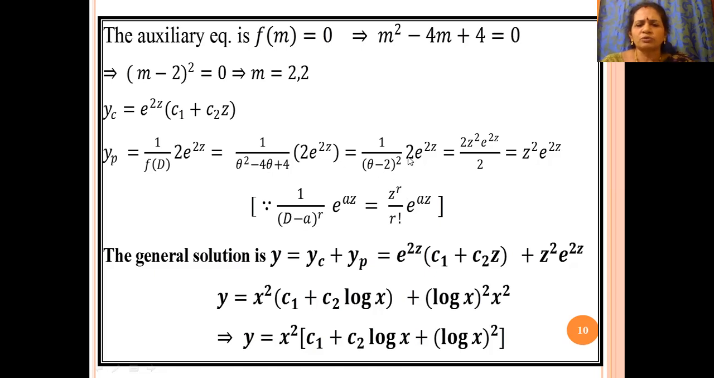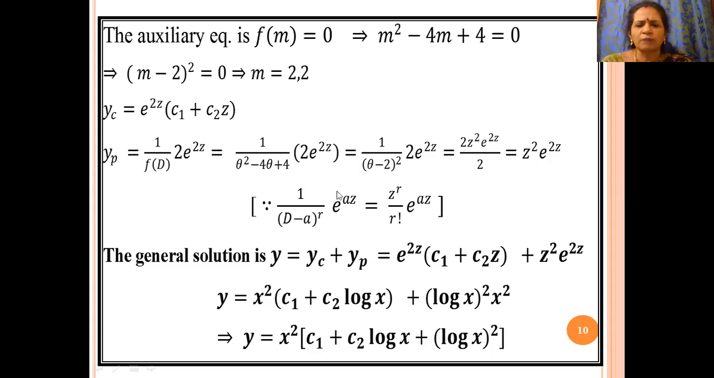Now if we substitute the D value here, D equal to 2, the denominator becomes 0. Denominator becomes 0. Right? So if the denominator becomes 0, then we have to use a different formula. Always substitute the D value in the auxiliary equation denominator part first. If we don't get 0, we can continue. Otherwise, you have to use suitable formulas. So here we have to apply this formula.